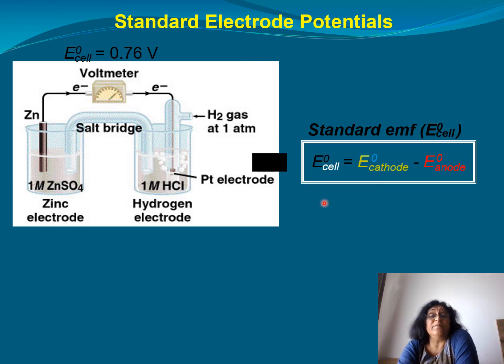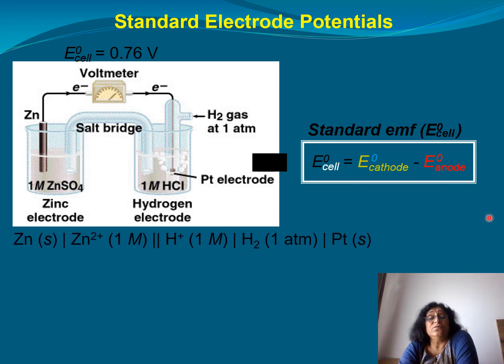My formula for the standard EMF is E naught cell is equal to E naught cathode minus E naught anode. So, E naught hydrogen ions to hydrogen gas minus E naught zinc ion to zinc. So H+ to H2 is a reduction reaction. That means we require to write the reduction potential here. Then E naught zinc ion to zinc is also a reduction reaction. So we require to write the reduction potentials for both of them. Reduction is happening at the cathode, that is the hydrogen electrode, and oxidation is happening at the anode, that is zinc.